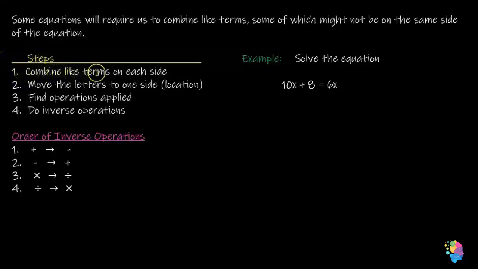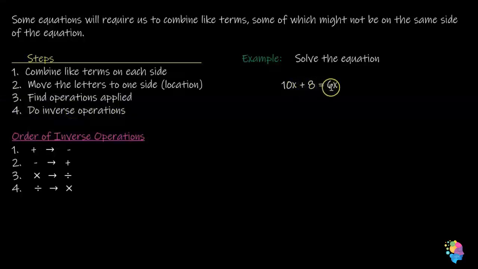First, we're going to combine like terms on each side of the equation. Next, we're going to move the letters to one side. This is going to give us the location of our variable. Then we're going to follow just as before. We're going to find the operations being applied to our variables and do the inverse operations to undo them.